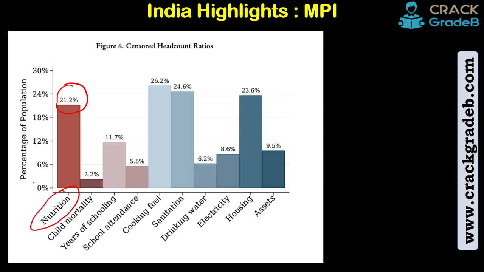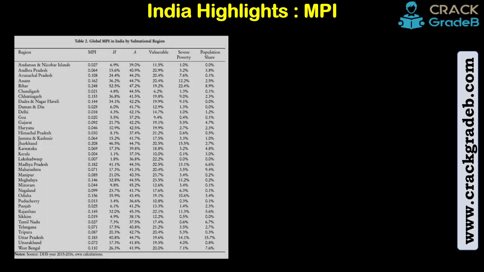Right? Child mortality is 2.2%. Years of schooling is 11.7% of the population. School attendance is 5.5% of the population. Cooking fuel is 26.2% of the population. Sanitation is 24.6, and in this way, all this percentage. Right? So this is a very important slide.